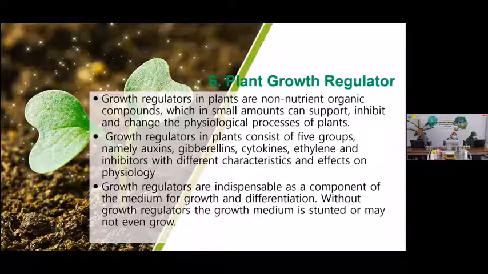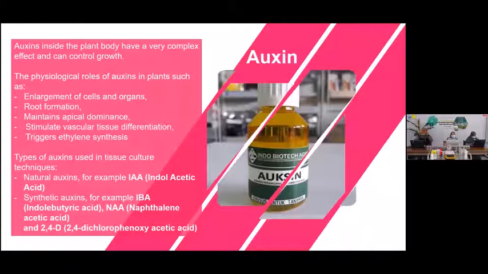Therefore, growth regulators in plants consist of 5 groups, such as auxin, gibberellin, cytokinin, ethylene, and inhibitor, with different characteristics and effects on physiology. Okay. I will explain about auxin. Auxin inside the plant body has a very complex effect and can control growth. The physiological roles of auxin in plants are enlargement of cells and organs, root formation, maintaining apical dominance, stimulating vascular tissue differentiation, and also triggering ethylene synthesis.